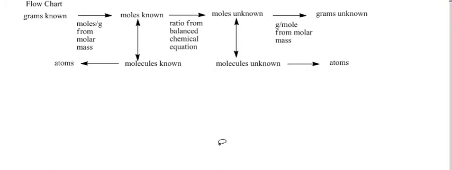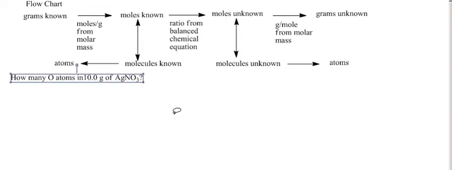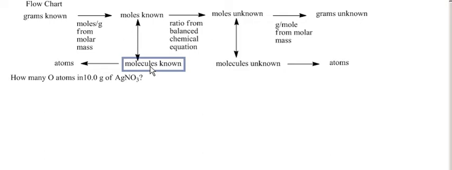And the first question that I want to look at is this one. I want to look at how many oxygen atoms are in 10.0 grams of AgNO3. In this case, we're starting with grams of a substance. We're always going to move to moles of that substance. But instead of going to moles of some other substance, we're going to go to molecules of that substance, and then we'll find atoms. So how do we do this?